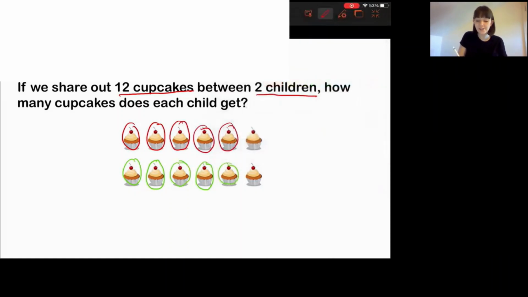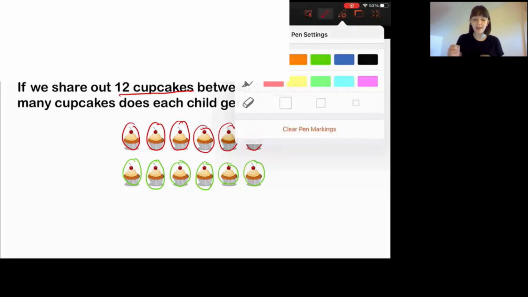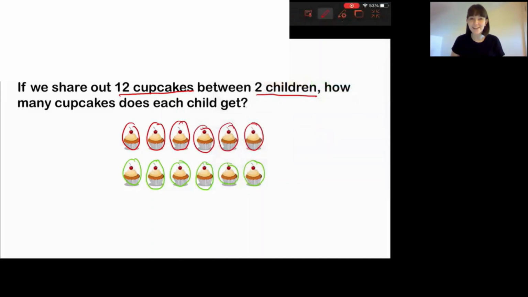Now I'm down to my last 2, so I have my last one for group 1 and my last one for group 2. Now our other important thing with division is that we use up all of our cupcakes. We can't have any leftovers, so we have to make sure every cupcake is either in group 1 or group 2. Now let's count how many we put in each group. Let's count our red group, our group 1 first. I have 1, 2, 3, 4, 5, 6. I have 6 cupcakes in my first group.